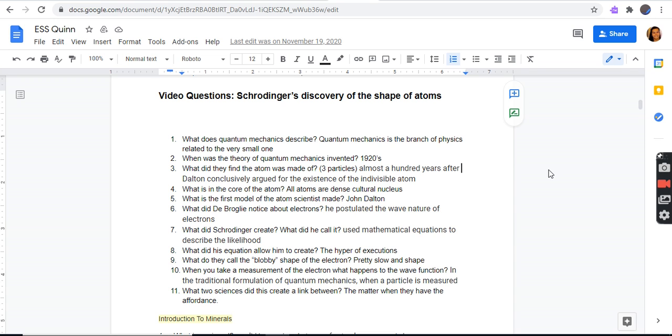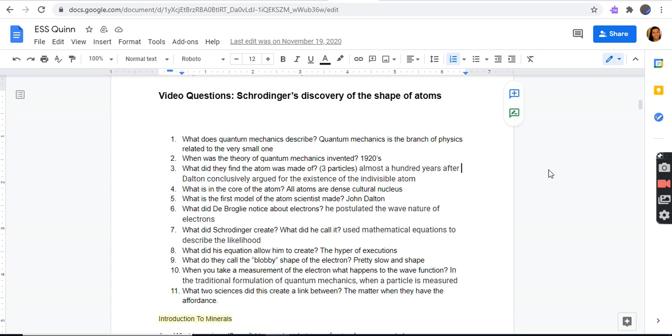What is in the core of the atom? All atoms have a dense central nucleus. What is the first model of the atom scientists made? John Dalton. What did de Broglie notice about electrons? He postulated the wave nature of the electrons.